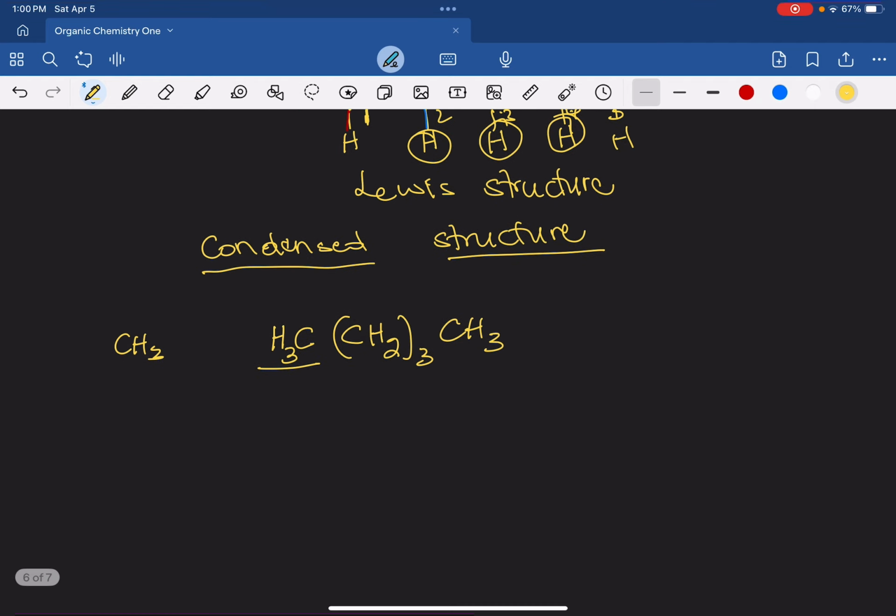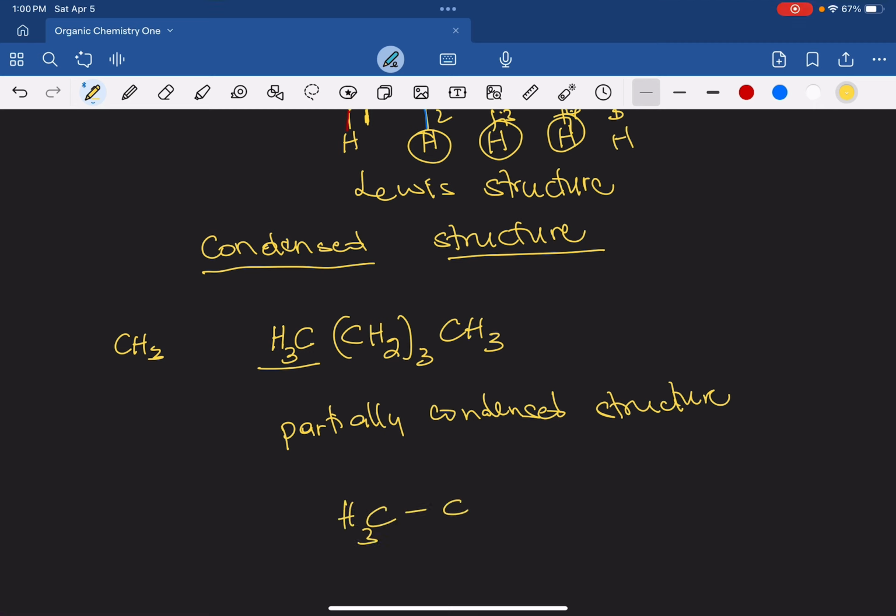Sometimes you might also run into a partially condensed structure, which is nothing major, but you will see it. It's literally where they'll show the carbons bonded to each other, but the CH3s won't be drawn out. So you won't see the hydrogens drawn out bonded to the carbons, but you will see the bonds for the carbons bonded to each other.